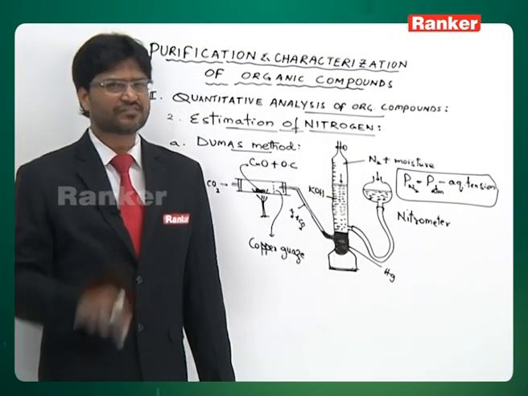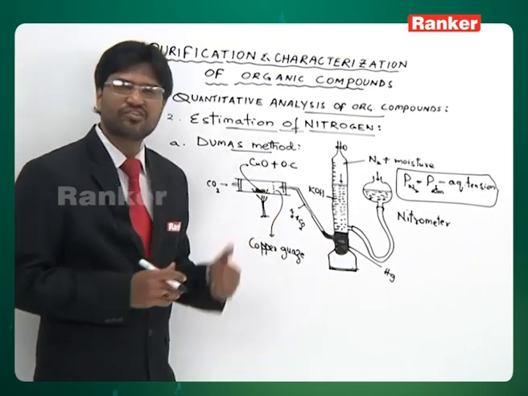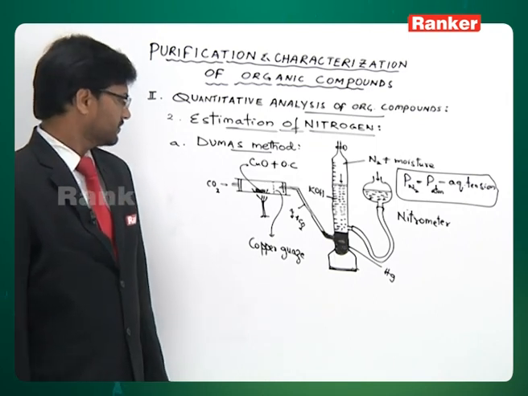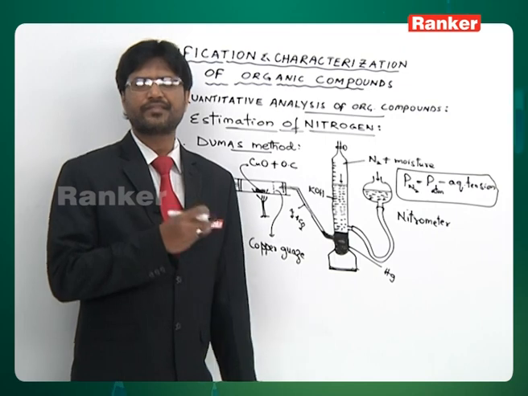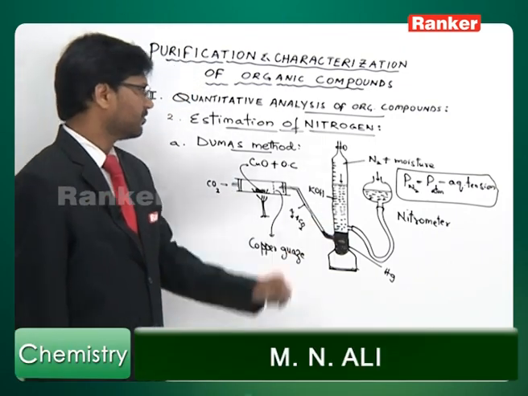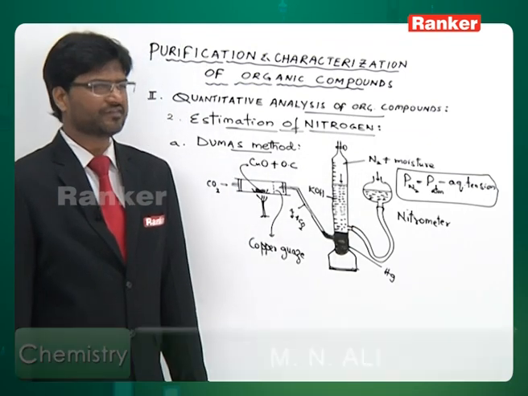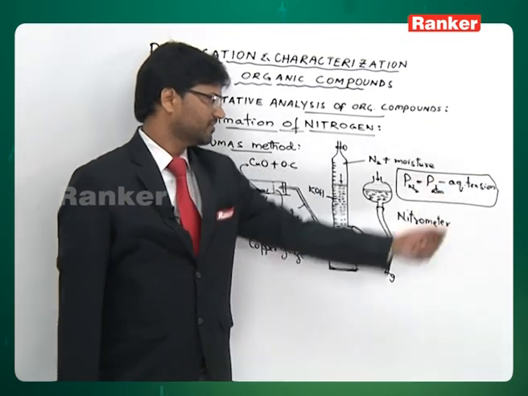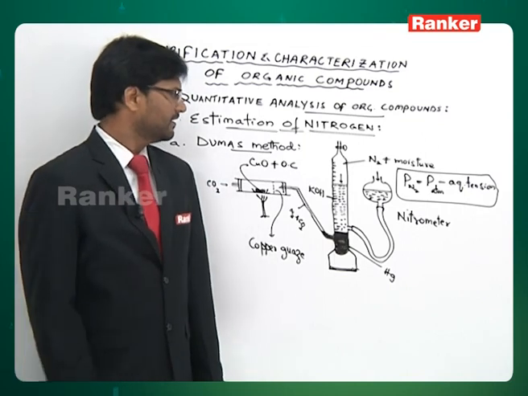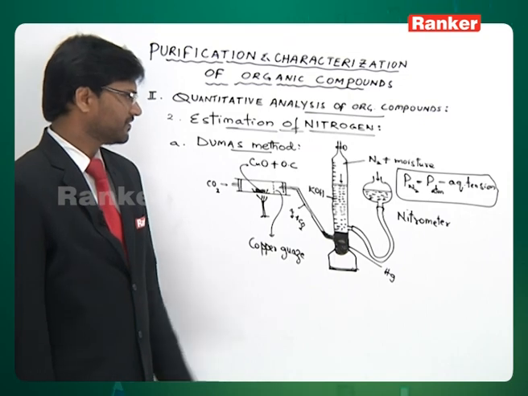From that you can find out the mass of nitrogen. From the mass of nitrogen and the mass of organic compound you have taken initially, you can find out the percentage of nitrogen in the organic compound. And remember, this method is applicable to all types of organic compounds. All types of organic compounds can respond to this type of test, and you can exactly find out the percentage of nitrogen. You need to know aqueous tension, and you need to know the pressure in the atmosphere at the time of experiment. I will show you the calculation part after this.